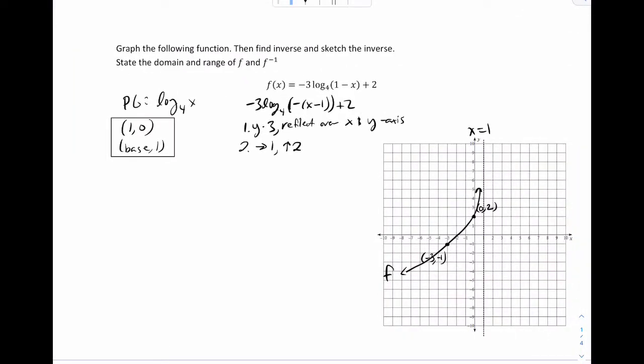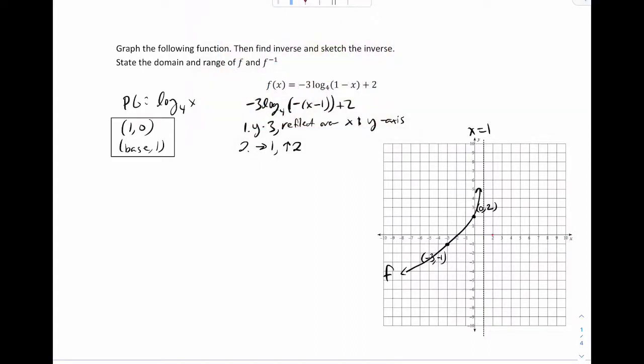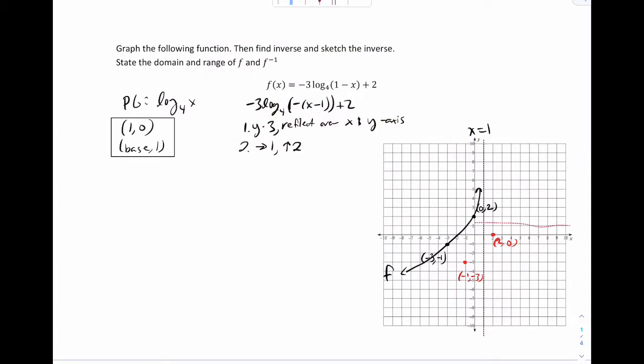Now it says, then find the inverse and sketch it. So I like to just graph the inverse first because it's pretty straightforward. Flip the points, so I have 2, 0, negative 1, negative 3. And then I should have a horizontal asymptote at 1. And then I'm just going to sketch it. And again, some people like to find the inverse first, but I like graphing it because I think it's pretty easy to graph. Then it's already done.